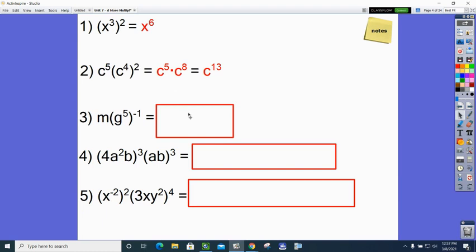Okay, so let's take a look at the next one. I'm going to come out here because I see this exponent. We're going to use the E in PEMDAS. We need to clean this up first. And if I have a power raised to an exponent, I would multiply. And I'd have m times g to the negative 5th. And you say, well, you're done.